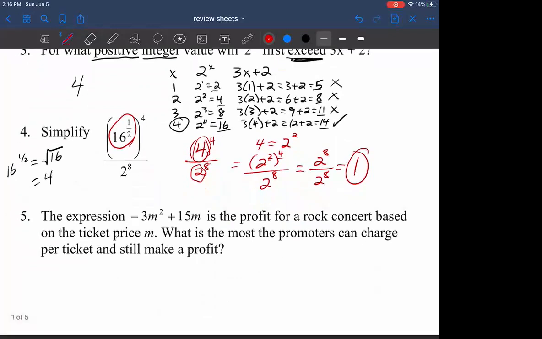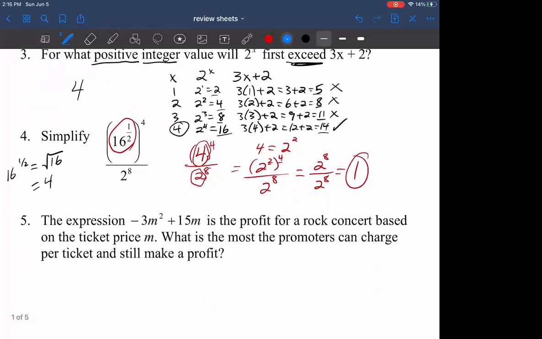Okay. One more of these. The expression -3m squared plus 15m is the profit for a rock concert based on the ticket price m. What is the most the promoters can charge per ticket and still make a profit? All right, so let's figure this out.